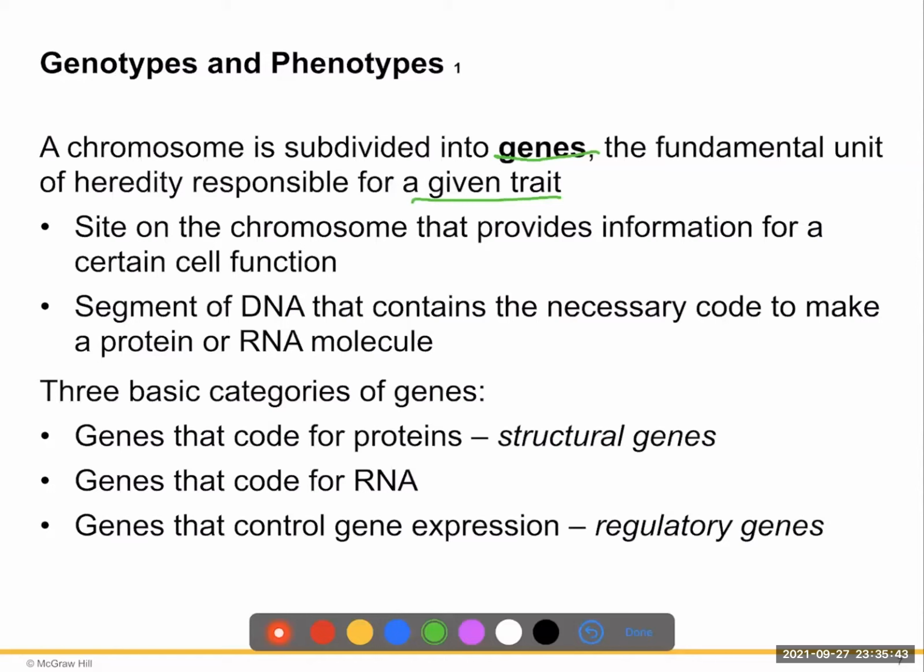There are three basic categories of genes. Genes that code for proteins, which make up all your enzymes and all the structures of your body, are called structural genes. Then there are genes that code for RNA, and genes that control gene expression, turning these structural genes on or off. They regulate whether these genes are active or dormant.